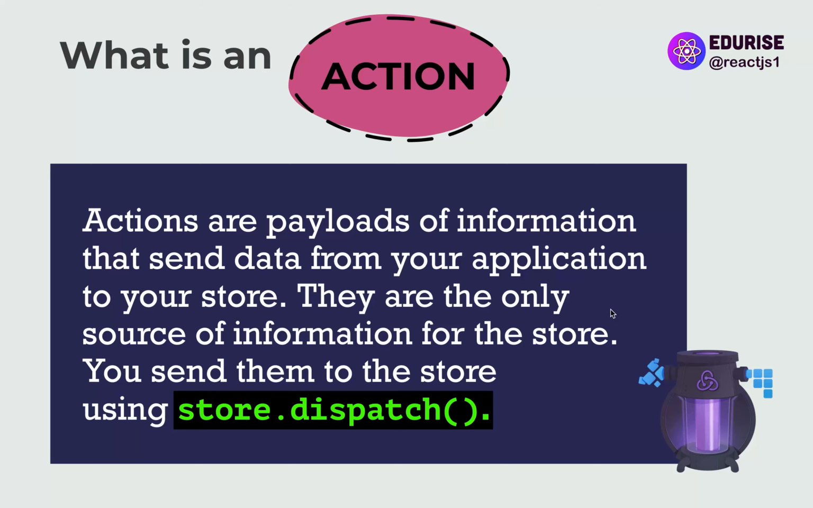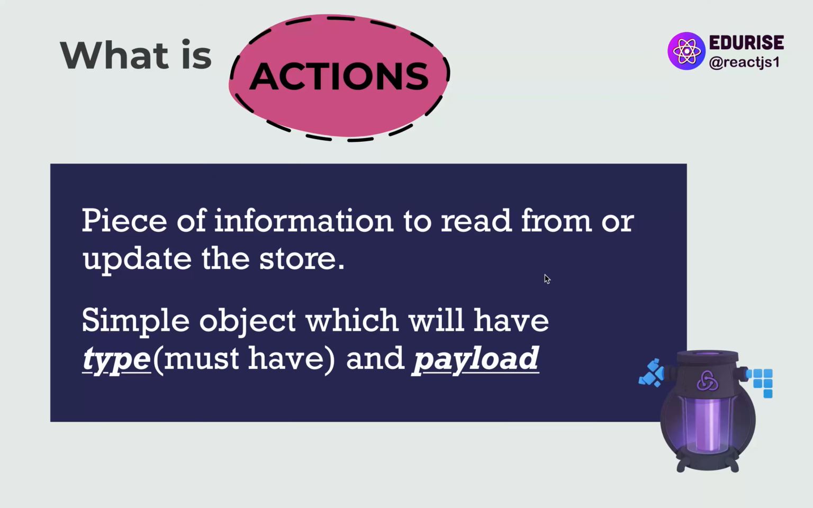Okay, so if we go to the next part, what exactly is an action? An action is just a piece of information to read from or update the store. In simple terms, it will always take in two items. Type is a must have, and payload is optional. Payload is what you send, the information you want to change, or what needs to be changed in the store.